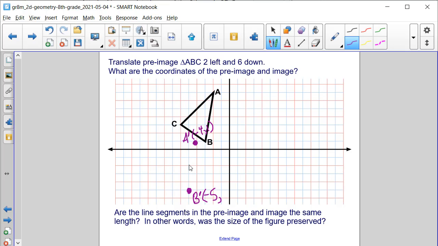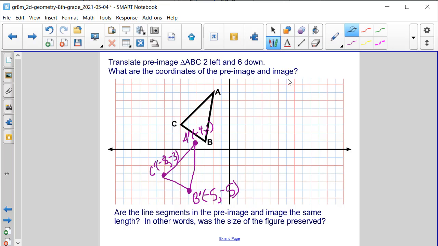And we're going down 1, 2, 3, 4, 5. So -5, -5. And then for C prime, we start at C and we go left 2 and down 6. 1, 2, 3, 4, 5, 6. So here's where C prime is going to be. And its coordinates are -8, -3. And if we connect these, we will get our triangle A prime, B prime, C prime.